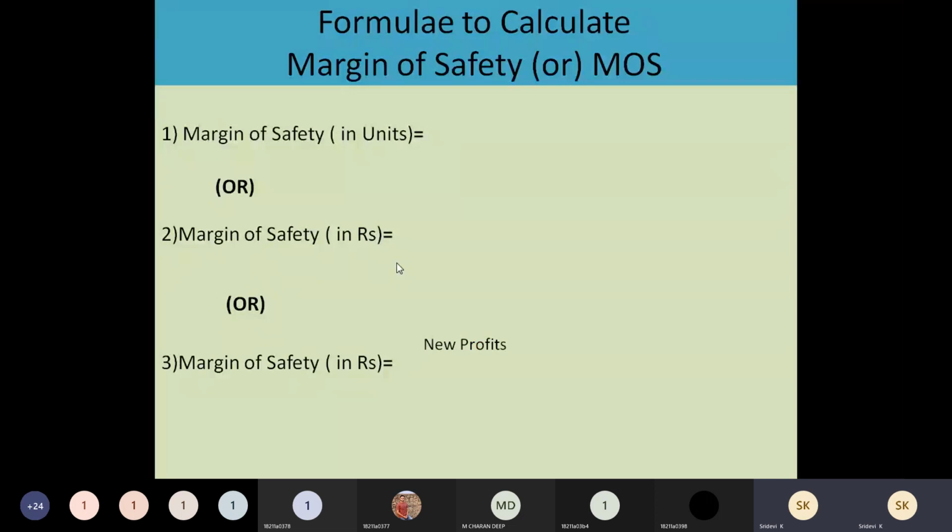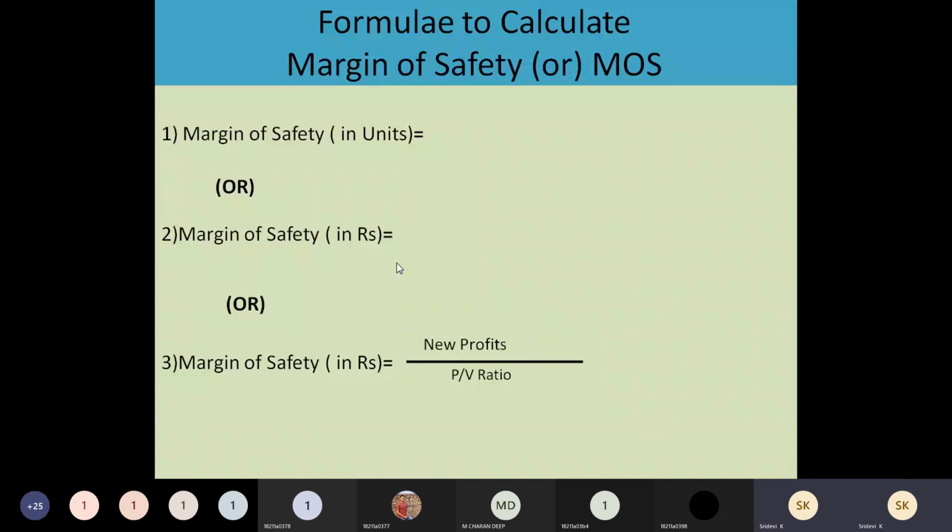Sorry, in rupees. So that is equal to profits divided by PV ratio. So once you have calculated the PV ratio, you can directly use this formula. By using PV ratio, calculation of MOS is you divide the profits by PV ratio.